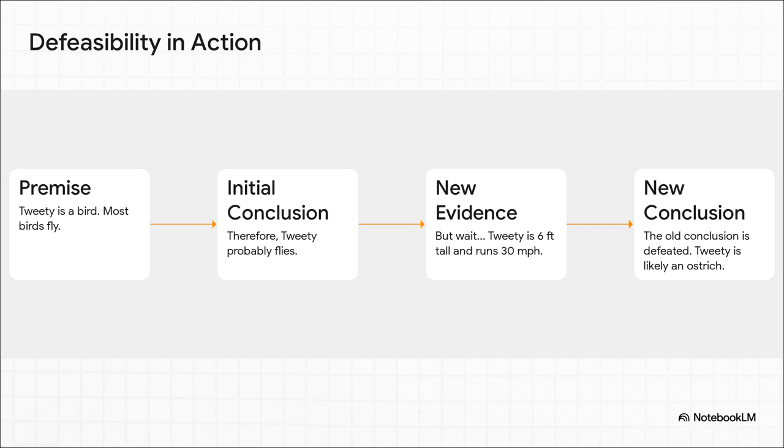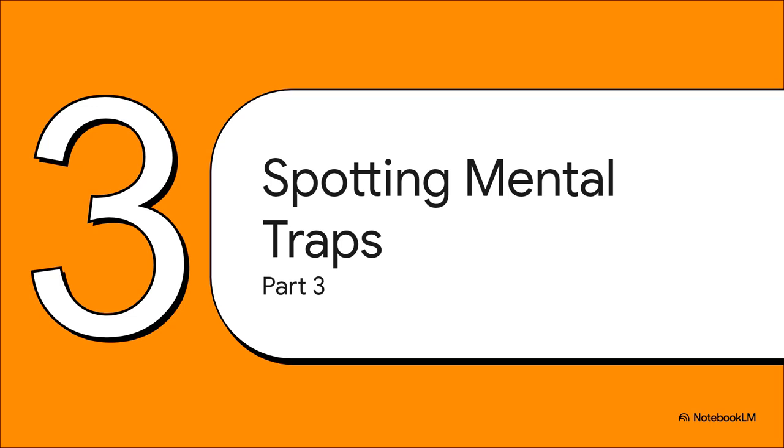All of a sudden, our entire conclusion just flips on its head. That new data completely defeats the old conclusion. Now we think Tweety is probably an ostrich and definitely doesn't fly. That's defeasibility in action.